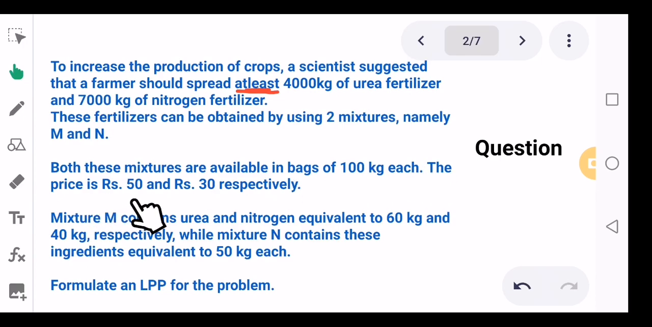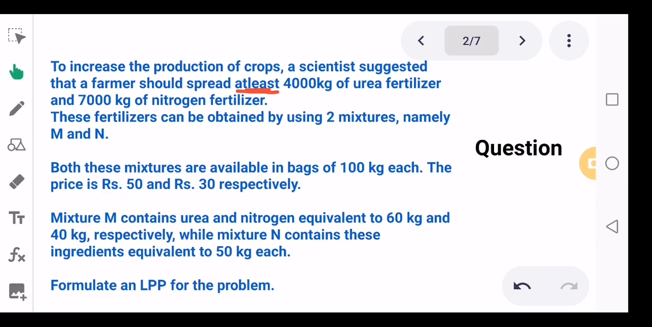The price is ₹50 and ₹30 respectively. The price of one bag of M is ₹50. The price of one bag of N is ₹30. That is what the question says.